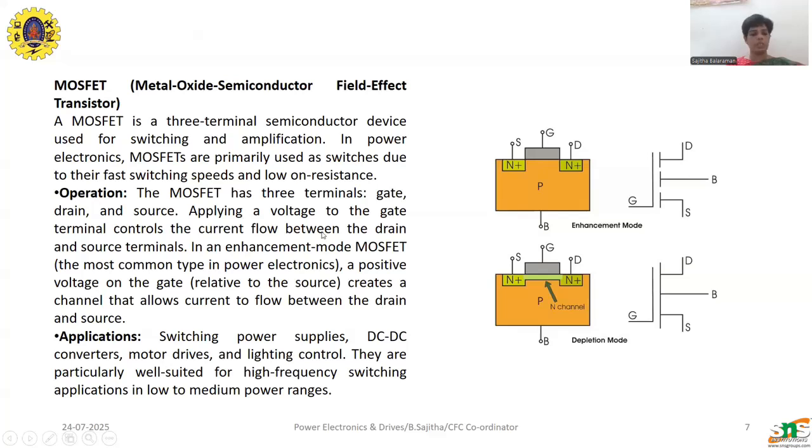On applying a voltage to the gate terminal, it controls the current flow between the drain and the source terminals. In enhancement mode, the MOSFET has a positive voltage on the gate, which creates a channel that allows the current to flow easily. Coming to its applications, they are used in switching power supplies, DC to DC converters, motor drives, and lighting control. They are particularly well suited for high frequency switching and applications in low to medium power ranges.